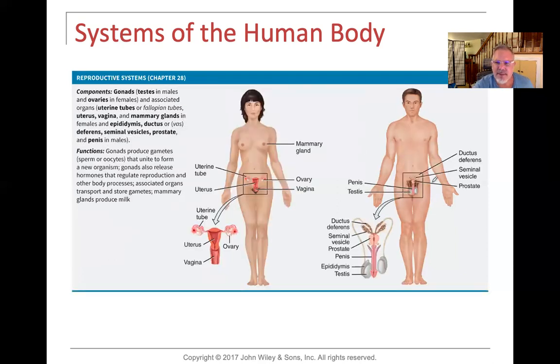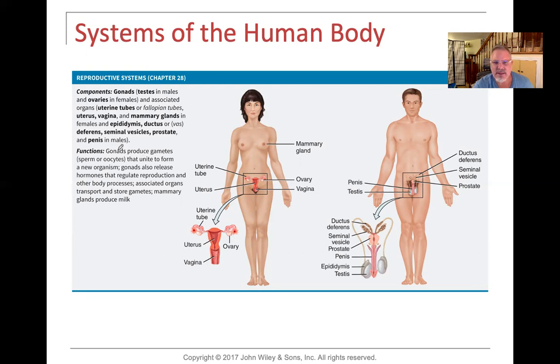Reproductive, the female and male reproductive system. If we look at the gonads, the male has the testes, the female has the ovaries. There's the uterine tubes, the fallopian tubes, uterus, vagina, mammary glands in the female. And in the male reproductive tract, there's the testes and the epididymis and the vas deferens or ductus deferens, the seminal vesicles, the prostate, and the penis.